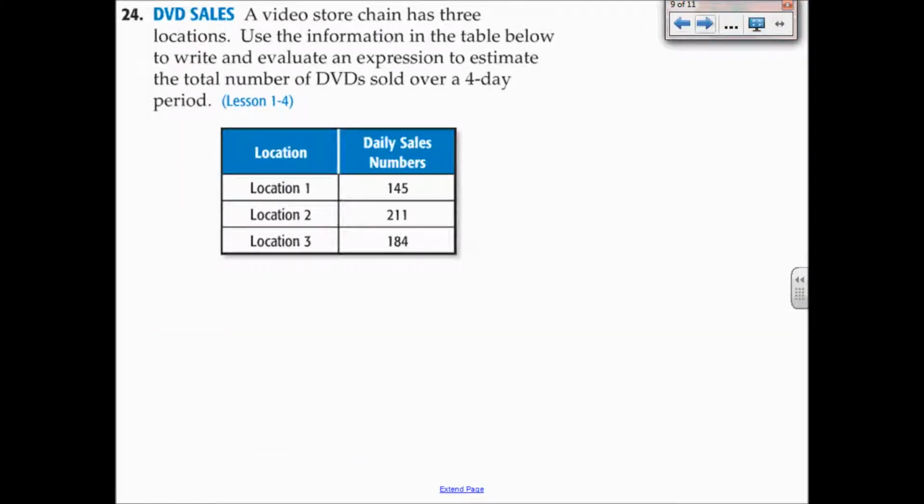All right, down to the last two questions. DVD sales. A video store chain has 3 locations. Use the information in the table below to write and evaluate an expression to estimate the total number of DVDs sold over a 4-day period. So what I could do is take the number at location 1 and multiply it by 4. Take the number at location 2 and multiply it by 4. And then take the number at location 3 and multiply it by 4. But what that would look like then is 145 times 4 plus 211 times 4 plus 184 times 4.